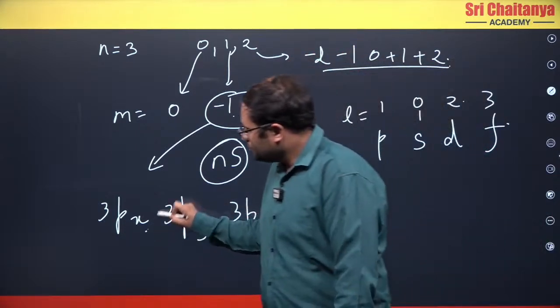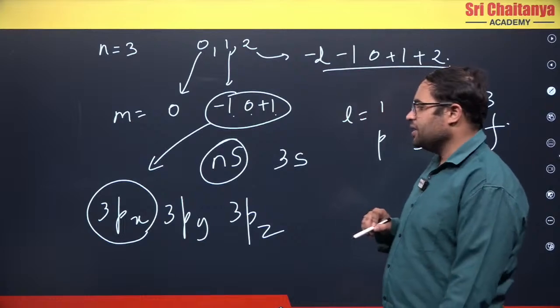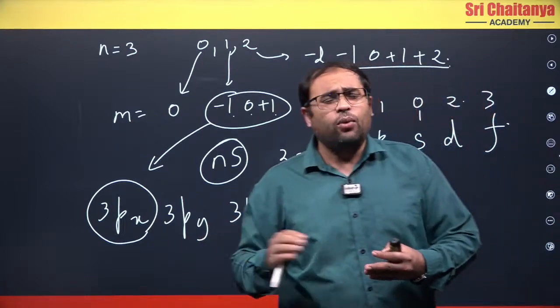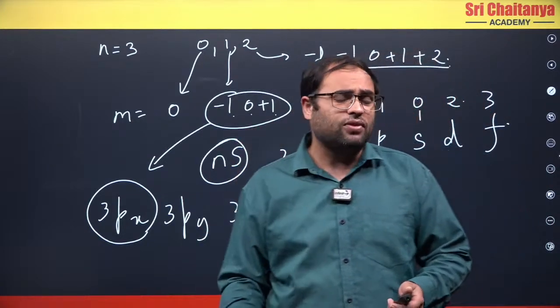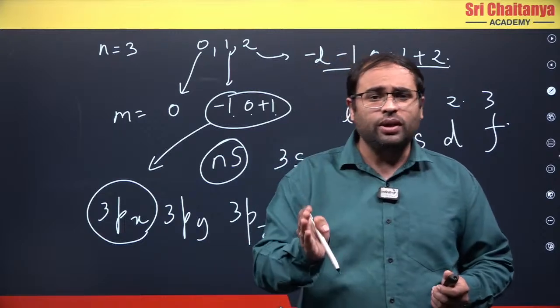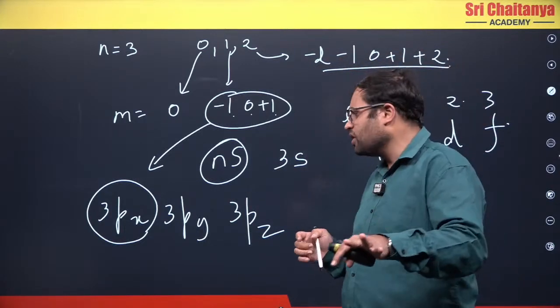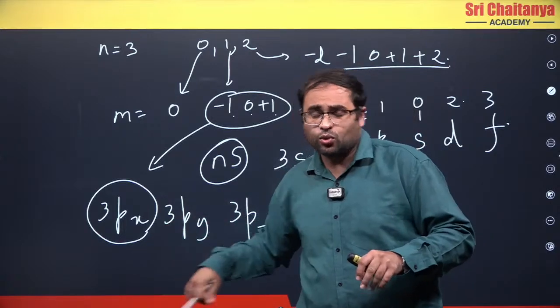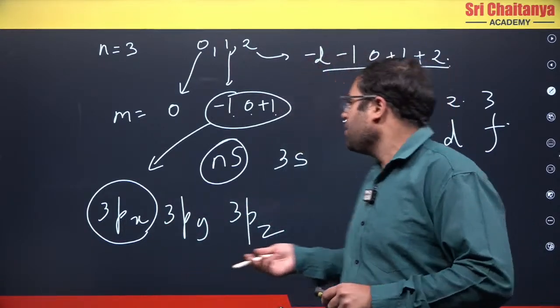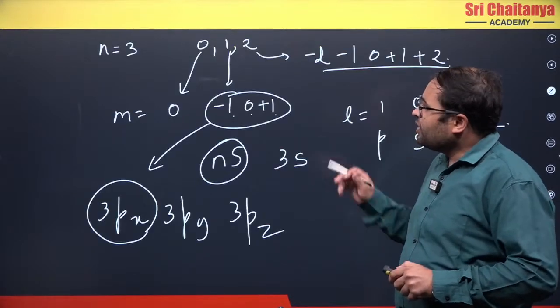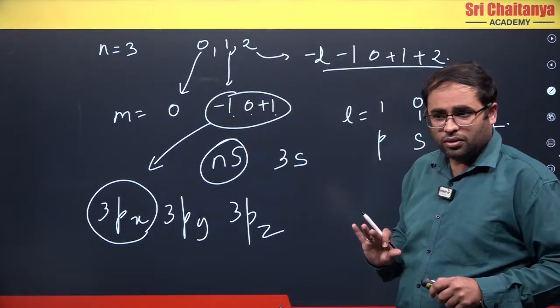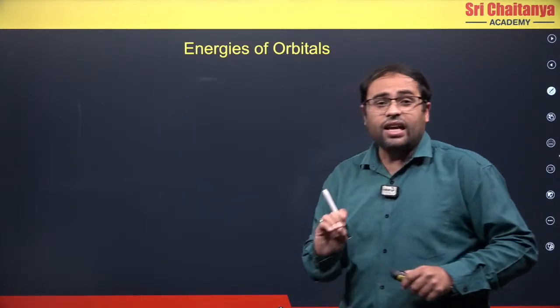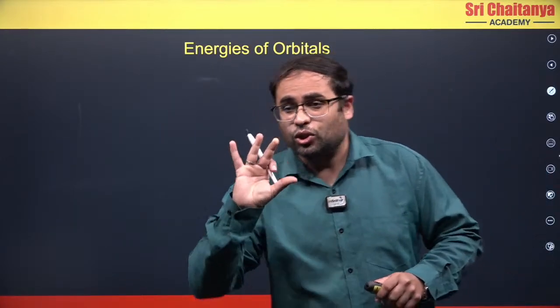So if 3px is written, which of x, y, or z will have +1 or which will have -1 should not be your focus. But remember, one of them will have 0 as m value, one will have -1, one will have +1, right? So after this background, we are ready to understand the energies of orbitals.